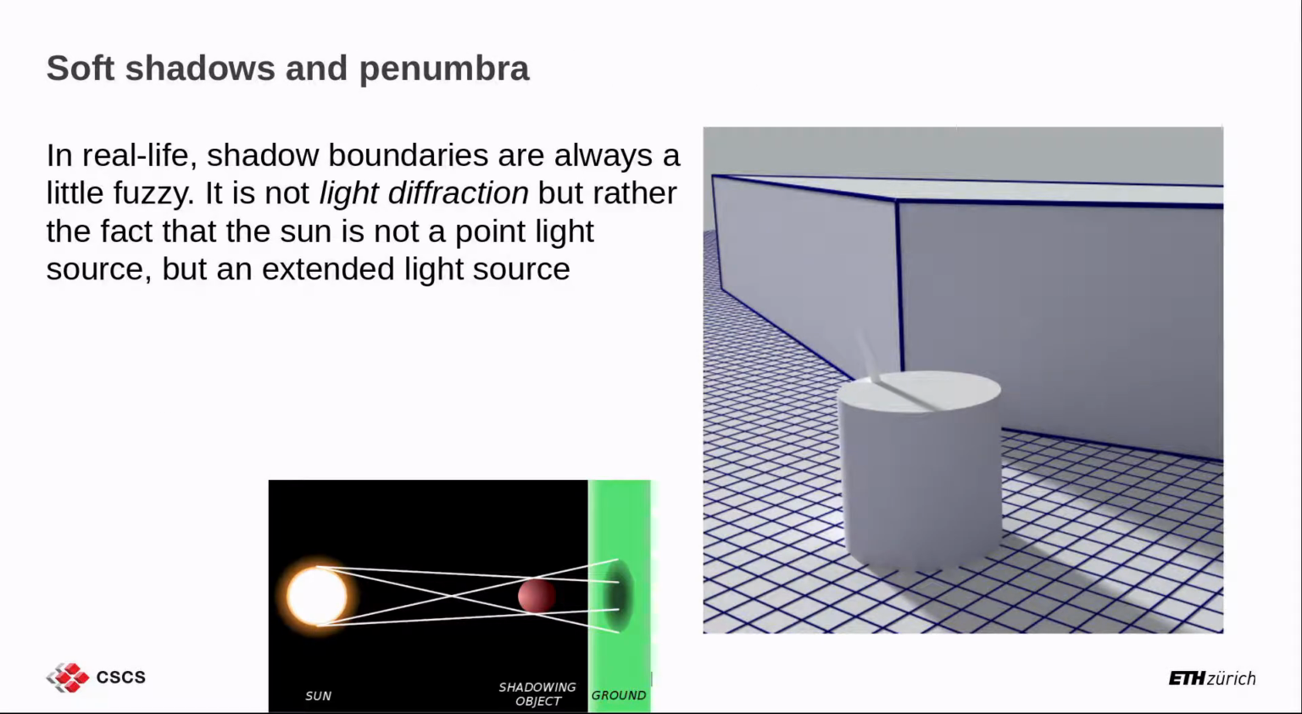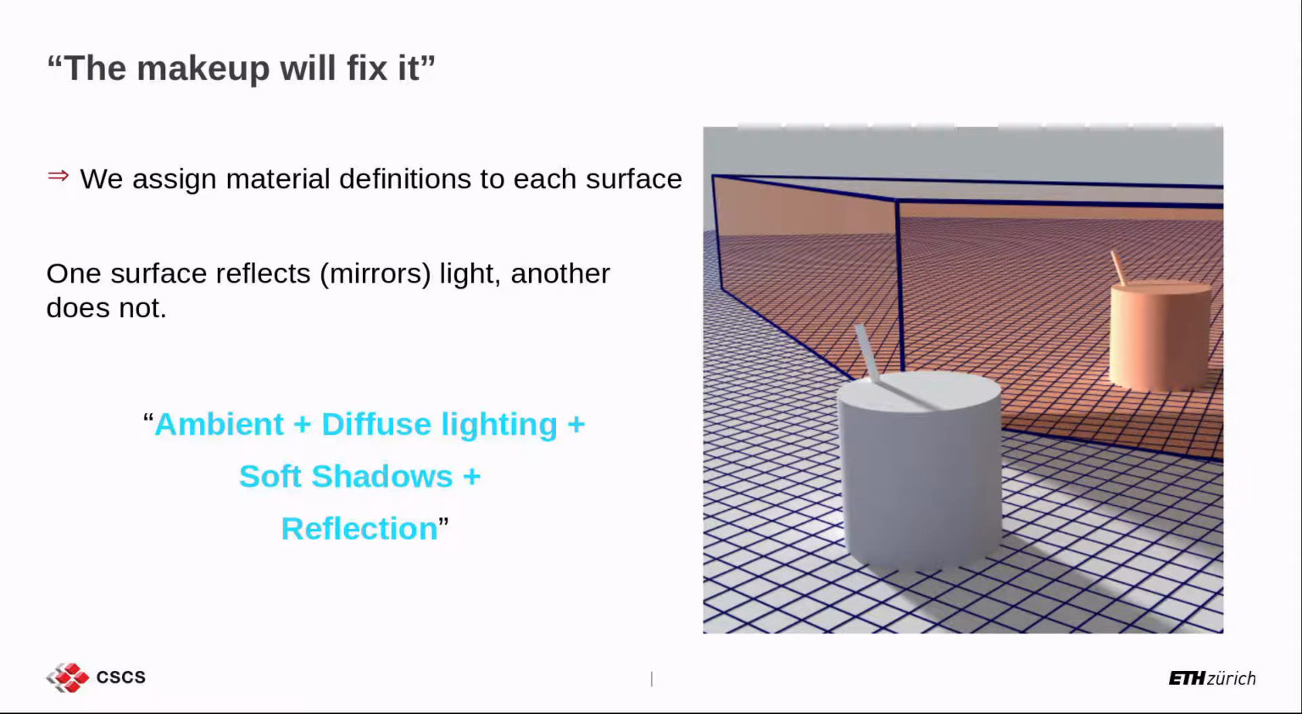But those shadows are called hard shadows in our world. What we want is soft shadows, because we have to account for the fact that light sources are not point sources, but they are diffuse sources. So all of this is done via ray tracing. We have ambient, diffuse lighting, and soft shadows.